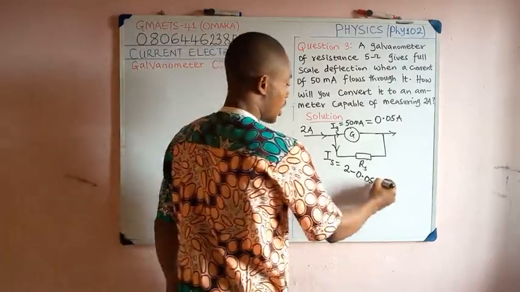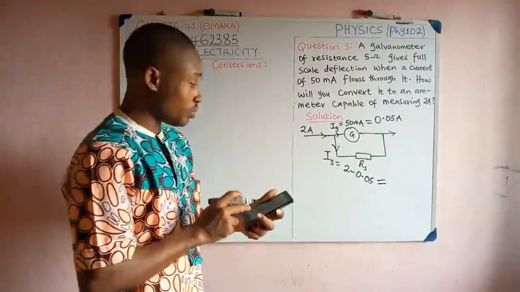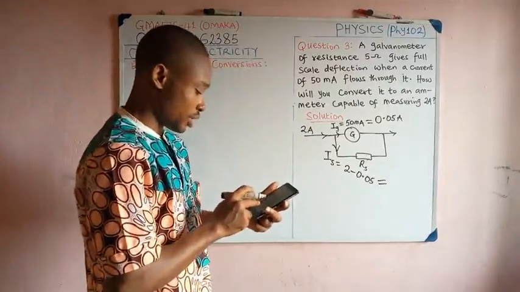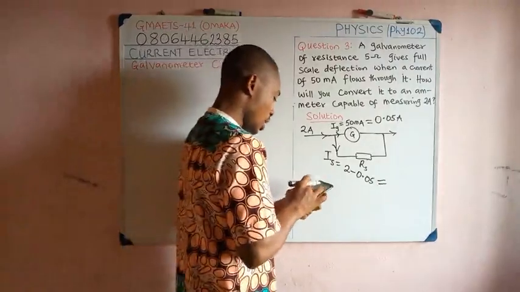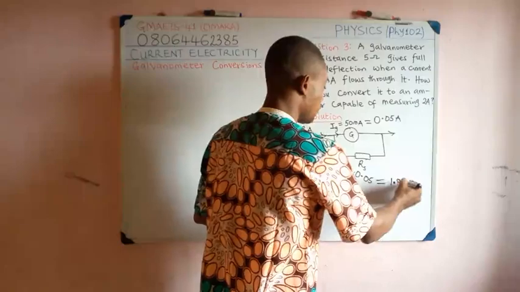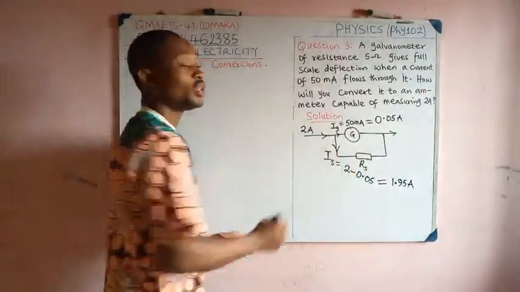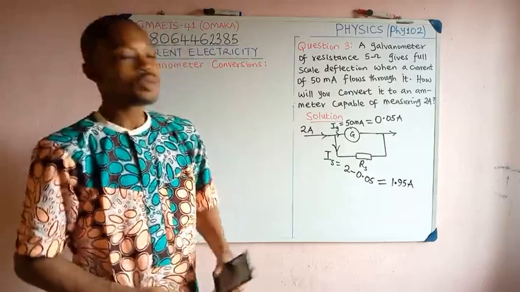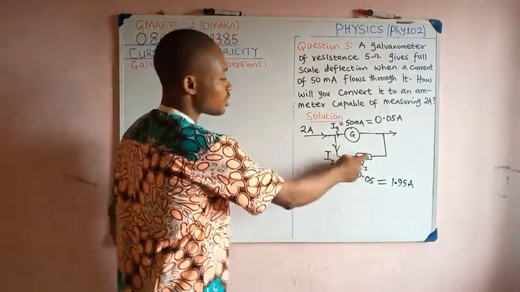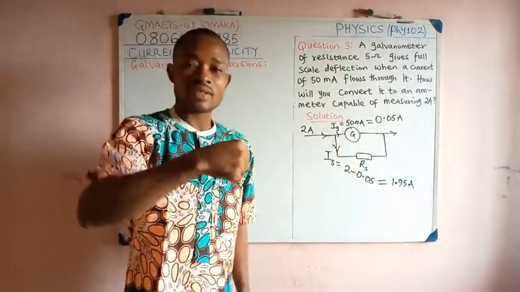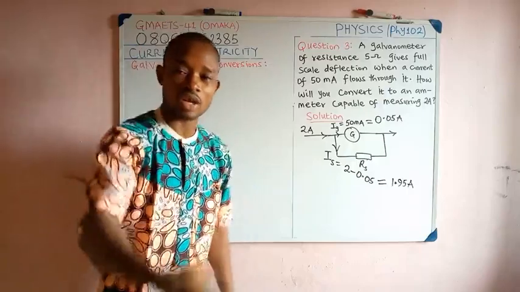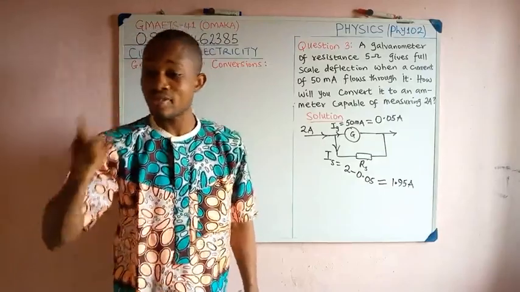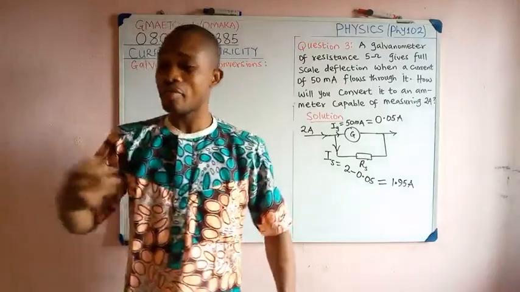So from here, we're going to get that our I shunt is equal to 2 minus 0.05. That should be around 1.9 something. Good, 1.95 ampere. So this is the current flowing through the shunt, this low resistance material. So what do we do now to calculate the resistance of this shunt? Because for us to convert this galvanometer to an ammeter, we need a shunt. So we need to find a material that has a certain value of resistance that can divert that excess current through it.